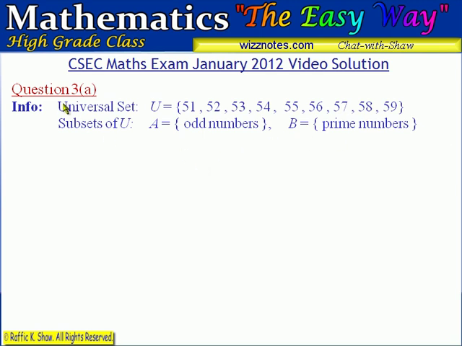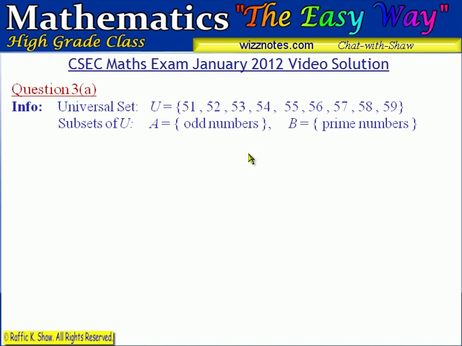We are now at question 3, CSEC Math Exam January 2012 video solution. Part A is a sets question, and it gave us the universal set 51, 52, 53, 54, 55, 56, 57, 58, and 59. And subsets of U are set A, odd numbers, and set B, prime numbers. A and B are subsets of the universal set.